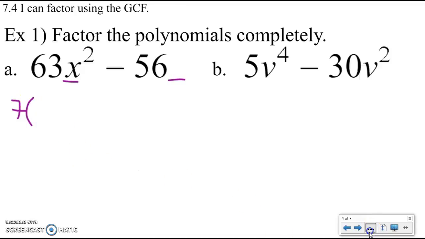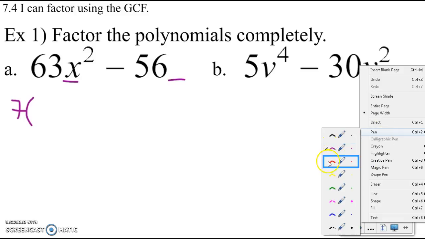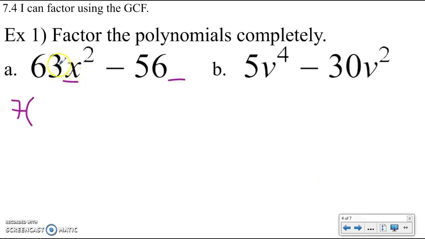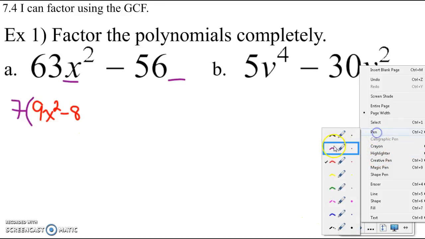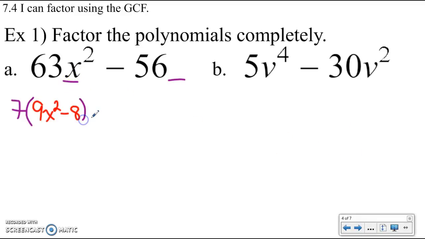To decide what's left in my parentheses, I need to divide 63 by 7, which gives me my 9. And then my x squared is just going to stay where it's at since we didn't factor any x's out. Then negative 56 divided by 7 is negative 8, and I can end my parentheses. So this should be my factored form.